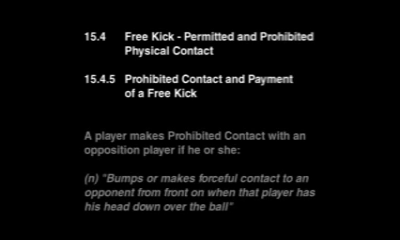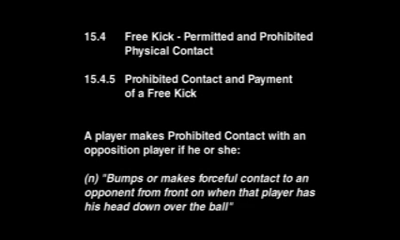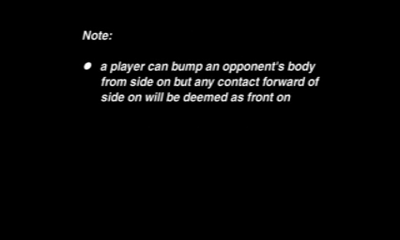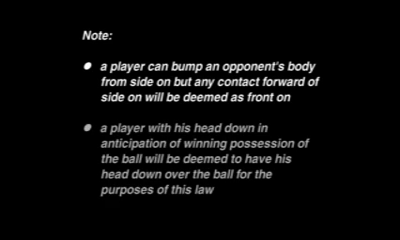15.4.5 prohibited contact and payment of a free kick. A player makes prohibited contact with an opposition player if he or she bumps or makes forceful contact to an opponent from front on when that player has his head down over the ball. A player can bump an opponent's body from side on, but any contact forward of side on will be deemed as front on. A player with his head down in anticipation of winning possession of the ball will be deemed to have his head down over the ball for the purposes of this law.